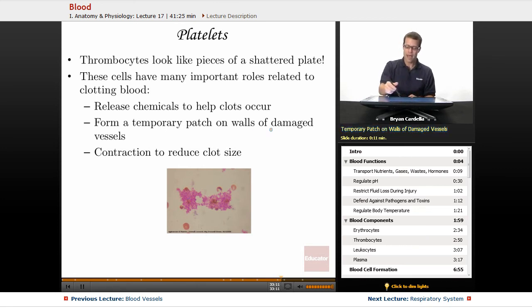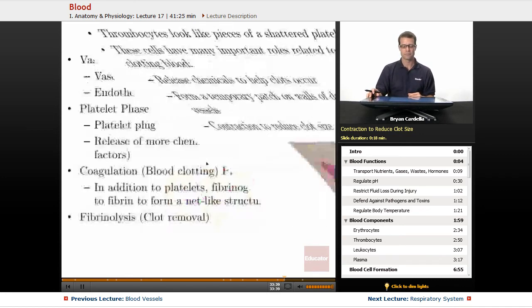They form a temporary patch on the walls of damaged vessels. So if you have a cut that is causing the leaking out of blood, platelets are what initially come there and kind of patch it up. And they help in contraction to reduce clot size. So eventually, you want to start to make the clot not as big, and so they help get the clot kind of flatter and reduce its size once some healing has begun to occur.